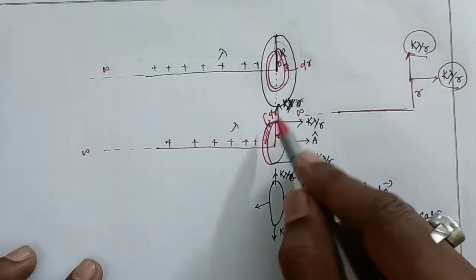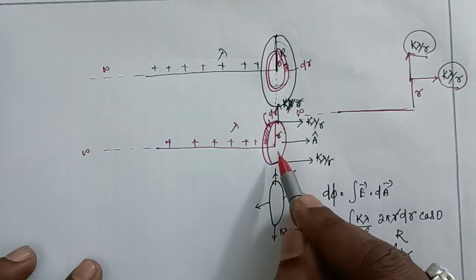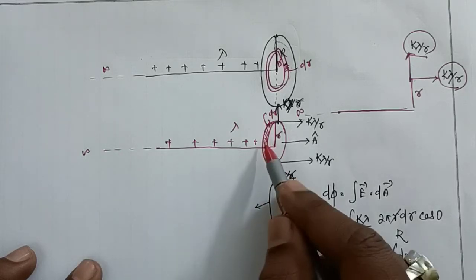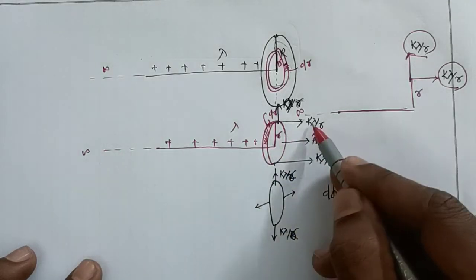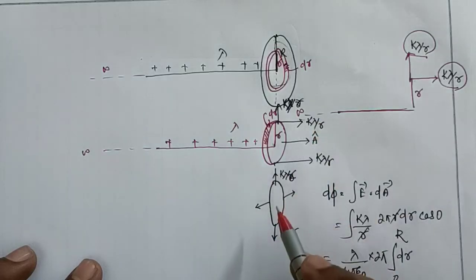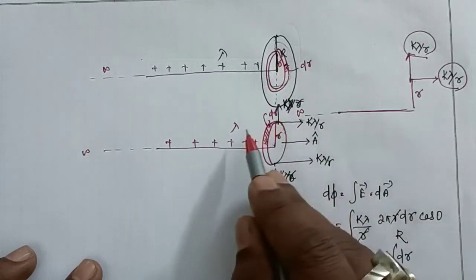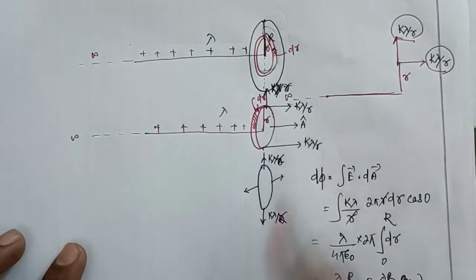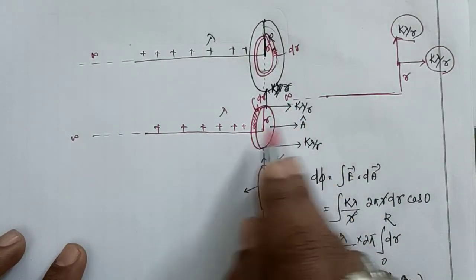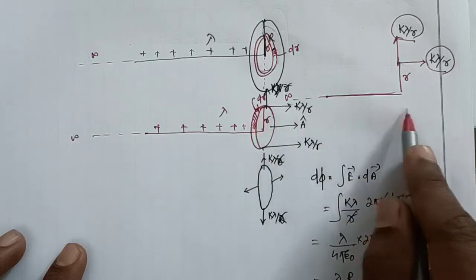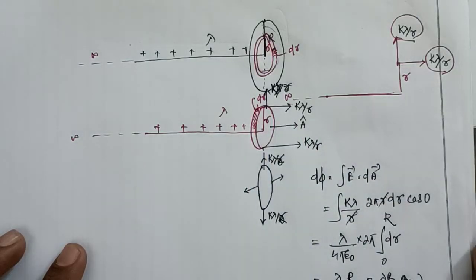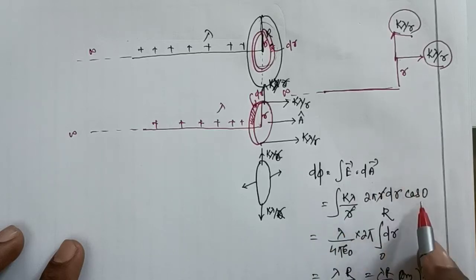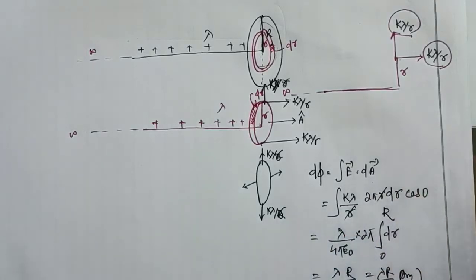But if you observe very carefully, this k lambda by r upward component symmetrically also goes downward in these sections. Also this side it goes like this and that side also it goes like this. So what will happen? The net electric field is only in the horizontal direction, that is k lambda by r, and the area vector is perpendicular to the plane and also along the direction of the electric field. So the angle between electric field and area vector is 0 degrees because both are parallel to each other.